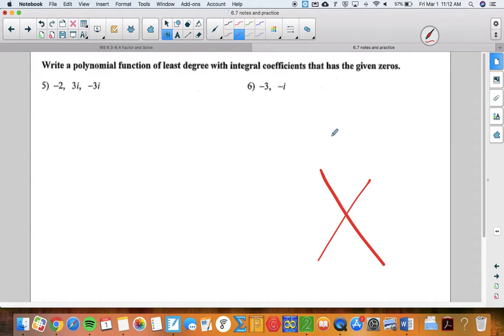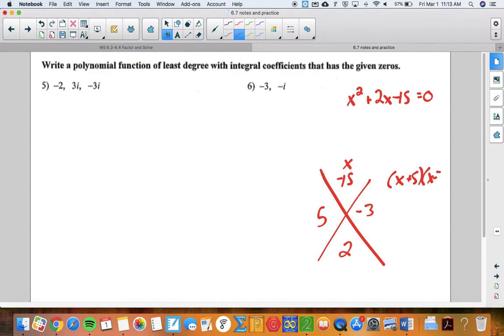Let's pretend that we were supposed to find the zeros of this polynomial right here. Well, we'd factor it. We're looking for numbers that multiply to negative 15 and add to 2, so it's positive 5 and negative 3. So we'd put that into factored form, equals 0. So we'd say one solution is x equals negative 5 and one solution is x equals positive 3, because 3 minus 3 is 0.